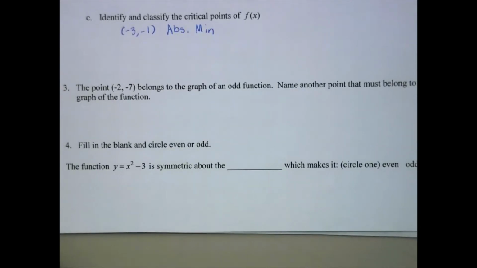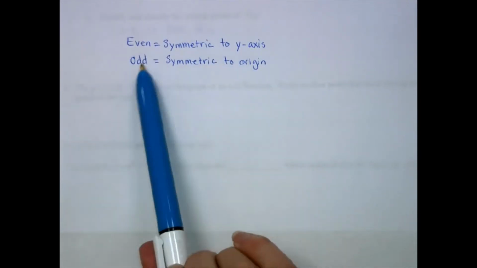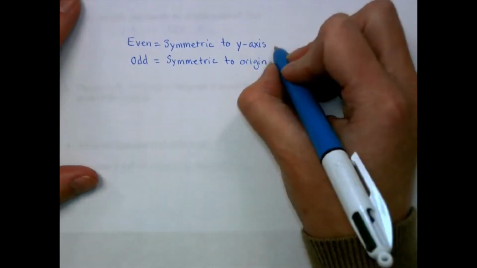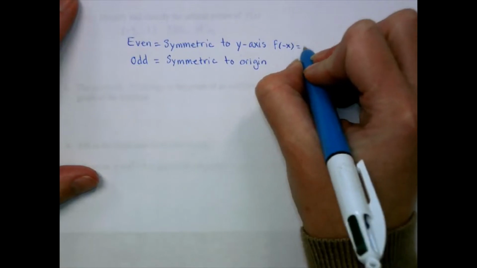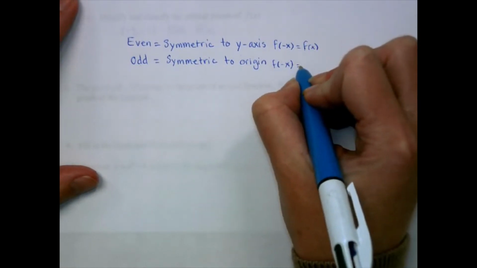Next, we're going to talk about functions being odd or even. So let's remind you of what that is. For the purposes of the final, if you know that an even function is symmetric to the y-axis and an odd function is symmetric to the origin, that's what we're looking for. An even function, f of negative x equals f of x. On an odd function, f of negative x equals negative f of x.